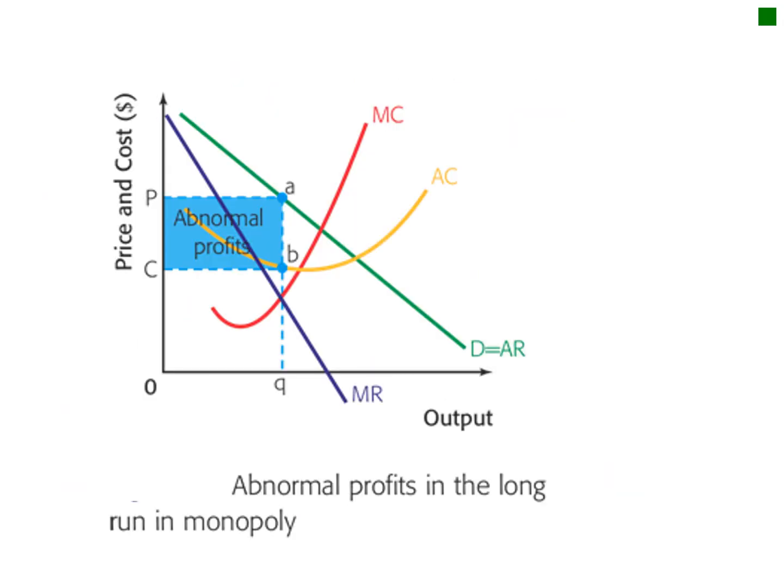And there it is drawn for you much more nicely than my freehand. So again, MC equals MR at this point. That forms the quantity. We'll go up to average revenue and bring it across. We'll go up to average cost and bring it across. We see that revenue exceeds cost, and so there's your abnormal or supernormal profit.